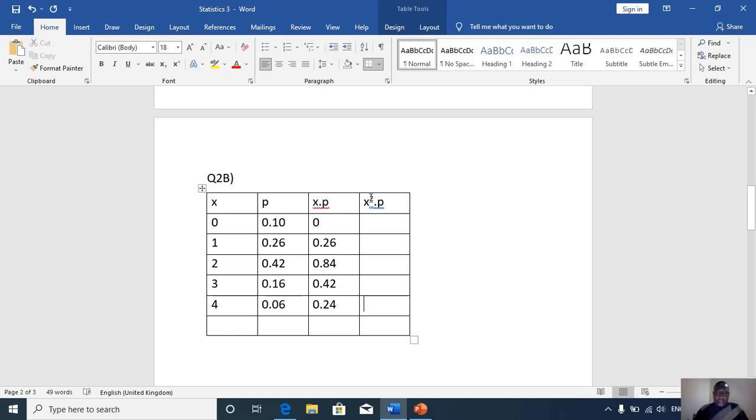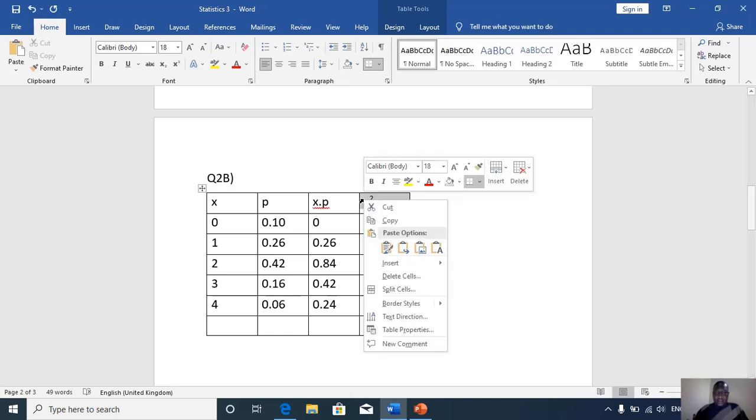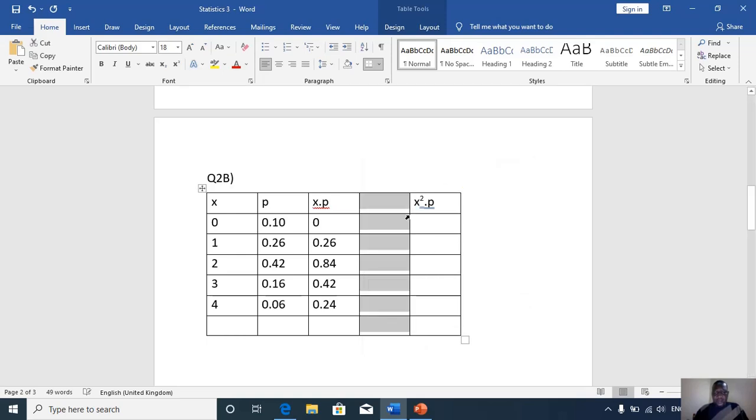Alright, so we needed another column for x squared. That is going to help us to calculate x squared multiplied by p. So let me just insert another column there for x squared. So let's square x. 0 squared, that's going to be 0. 1 squared, that's going to be 1. 2 squared, that's going to be 4. 3 squared, that's 9. And 4 squared is going to be 16.